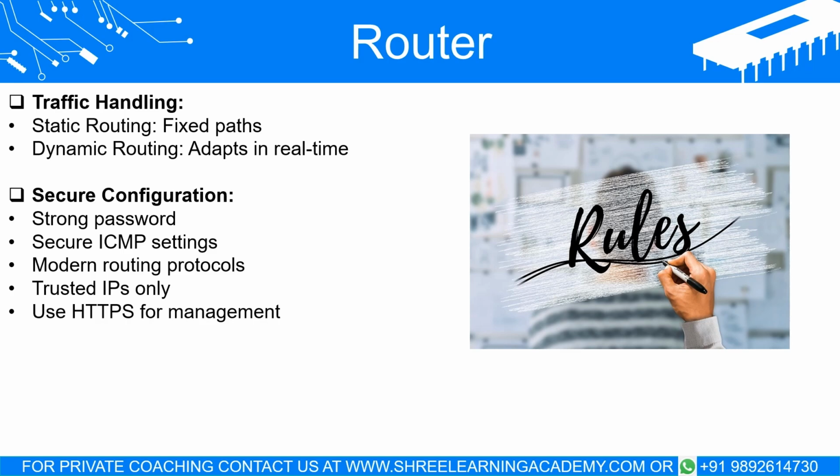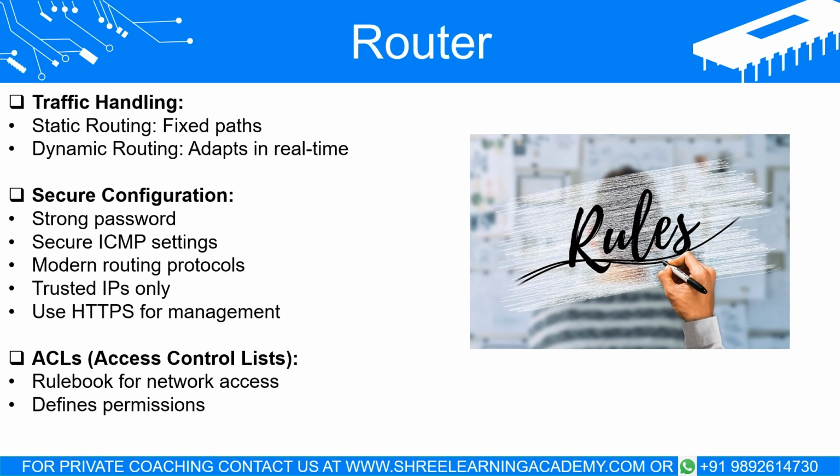Trusted router IPs. Limit the IPs that can manage your router to known, trusted addresses. Secure management interfaces. Use secure methods like HTTPS for accessing your router's management interface. Example. Suppose you have a smart home with multiple devices connected. A secure configuration would involve setting up a strong password and limiting which devices can control or manage your router, essentially making sure that only your trusted individuals have the keys to your network house.